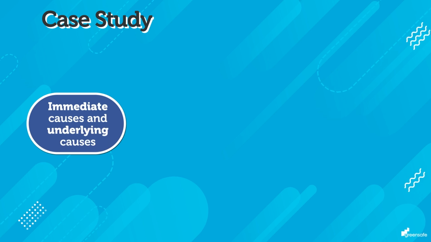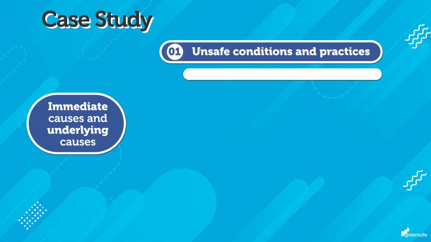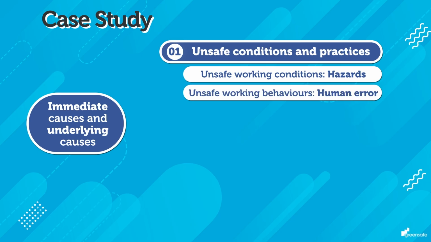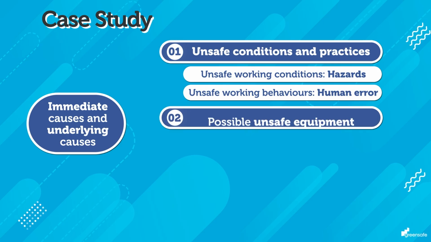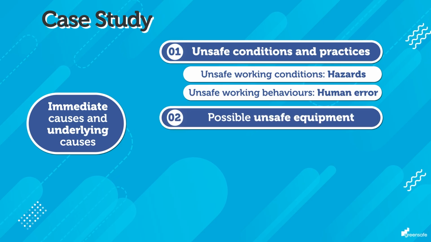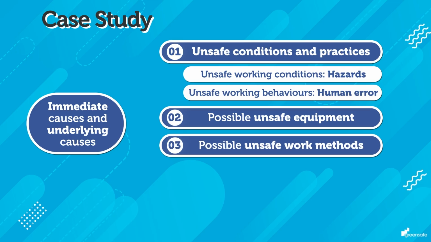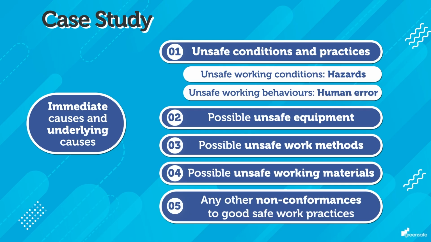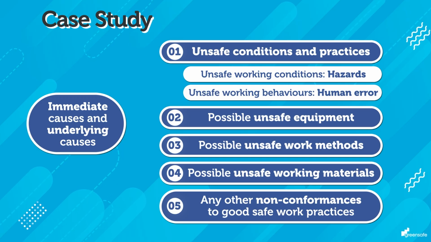First, identify the immediate causes and underlying causes. Areas to study are unsafe conditions and practices: unsafe working conditions, such as hazards, and unsafe working behaviors, such as human error. Also, look for possible unsafe equipment, possible unsafe work methods, and possible unsafe working materials, or any other non-conformance to good safe work practices.